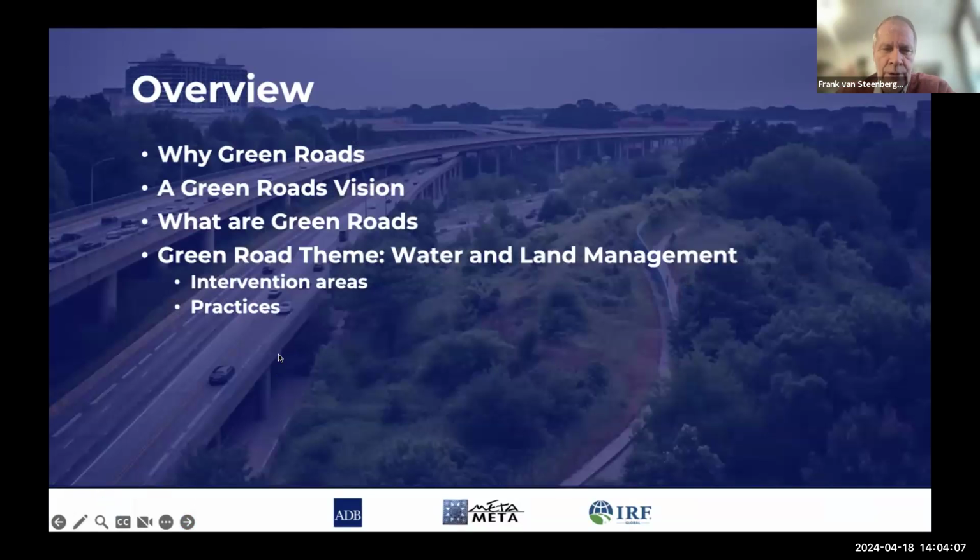Ritu already gave a very brief introduction to the work on green roads. I would like to pay a little attention to the importance of green roads and the vision that we've developed jointly with all the organizations on the logo here: the ADB, Meta, our organization, part of GOPA Group, and the International Road Federation. Then I would like to dive deeper into what green roads are, and particularly what land and water management is for climate resilience and beneficial purposes around the road for the people living there. We'll also zoom in on different elements of the toolbox.